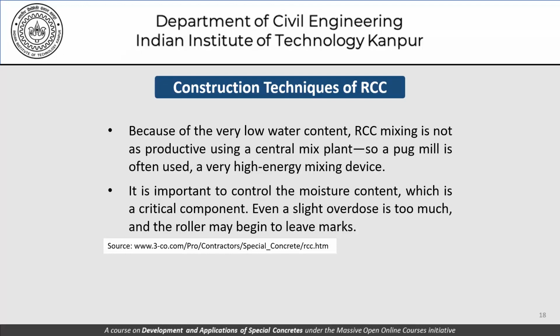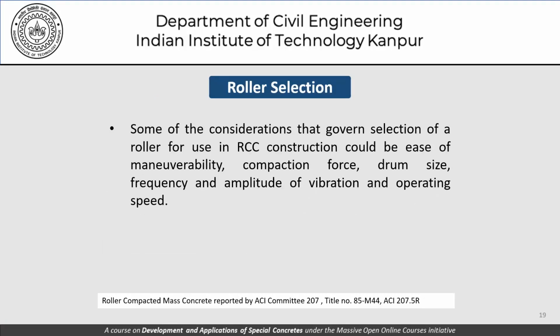So go back to that first picture that we had, and you can see that the roller, we would not like it to leave marks. It should be a smooth surface to the extent possible, and that's why it's important to have a very good control on the moisture content of the RCC. You can imagine that the roller selection is a very key element as far as our ability to successfully use roller compacted concrete at a site is concerned.